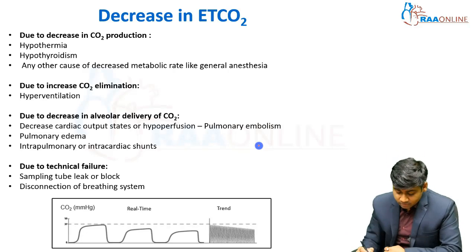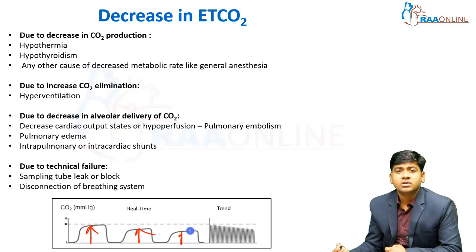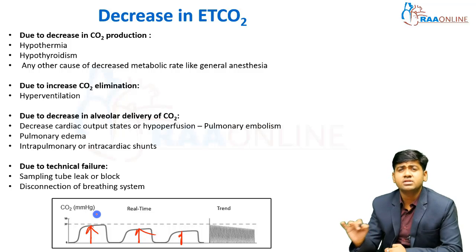Decrease in ETCO2 values. So here you can see this value is around 37, this value is around 30, this value is around 25. So there was a subsequent decrease in the ETCO2 values, but the alpha angle, beta angle, everything remains the same.